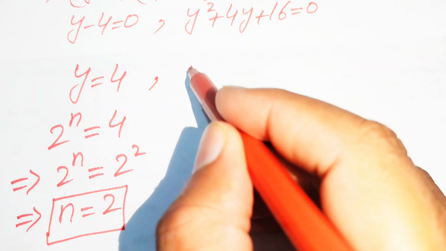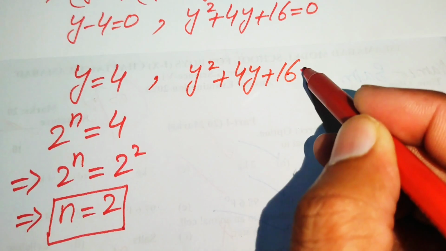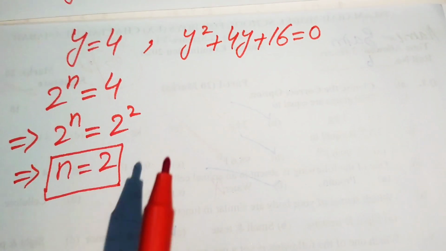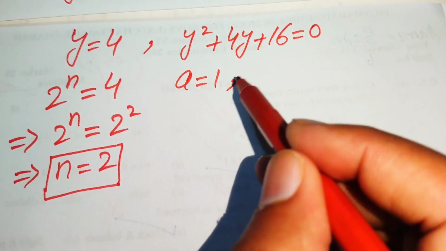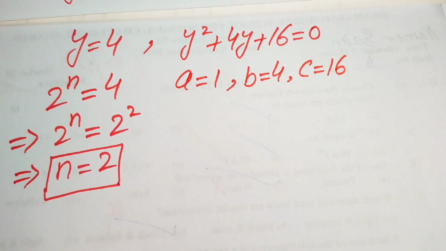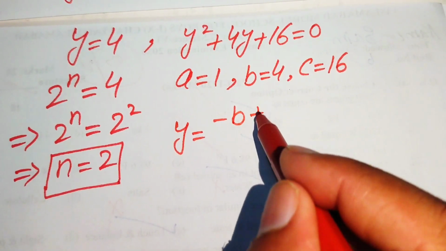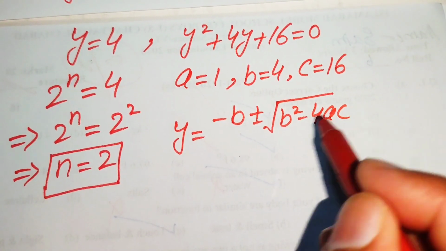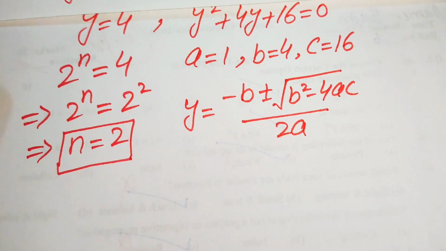And now here we copy down this equation: y square plus 4y plus 16 equals to 0. So here we use the quadratic formula in order to solve this quadratic equation, and the coefficients of this equation are a equals to 1, b equals to 4, and c equals to 16. And we know about the quadratic formula. It is stated as minus b plus minus square root of b square minus 4ac, divided by 2a.